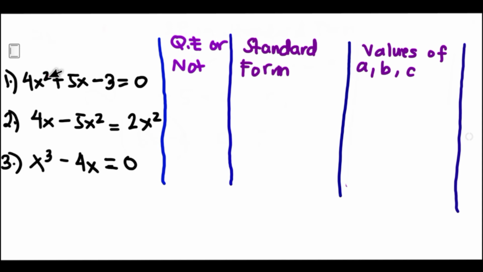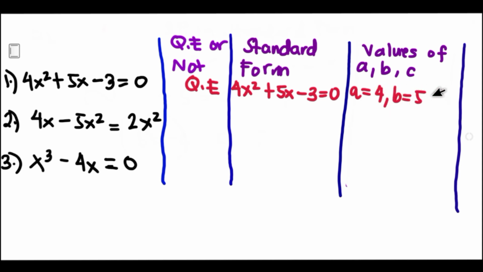Yes, because 2 ang pinakamataas na exponent dito. And meron siyang equal to 0. So, this is a quadratic equation. Is it already in standard form? Yes. So, kopyahin na lang natin siya. 4x squared plus 5x minus 3 is equal to 0. So, ano yung value ng a? A is equal to 4. B is equal to 5. And C is equal to negative 3.